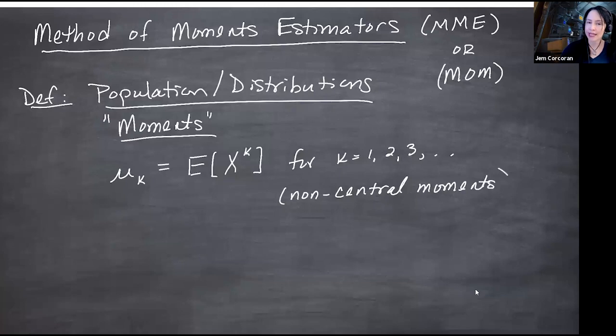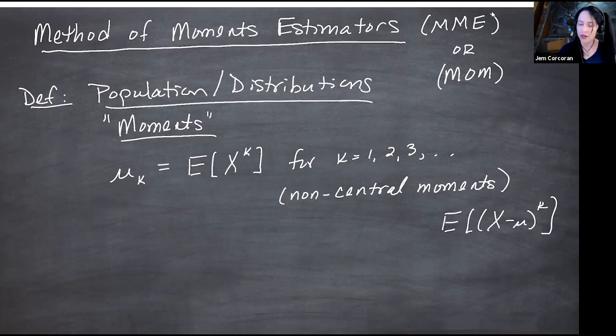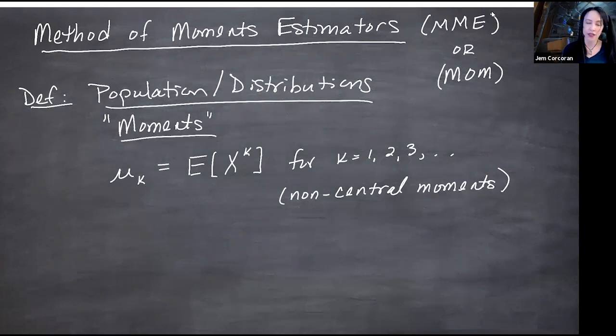So central moments, which we're not going to use, would be to center these expectations around the mean of the distribution. Oh, it's cut off. Let me fix that. These are central moments, which again, we're not using, but in case you've heard the terminology, that's the difference here. We're just going to call them moments, and our default is going to be these non-central moments.